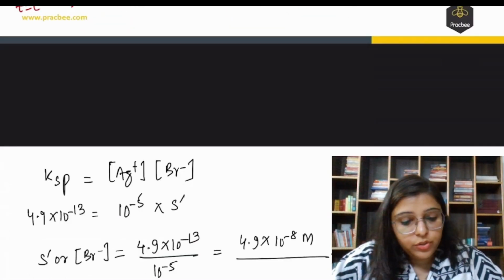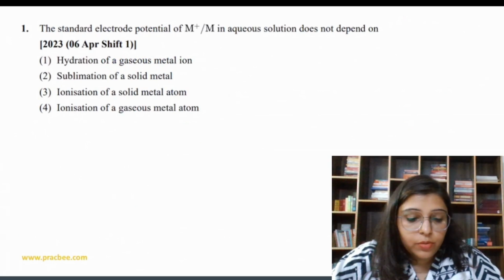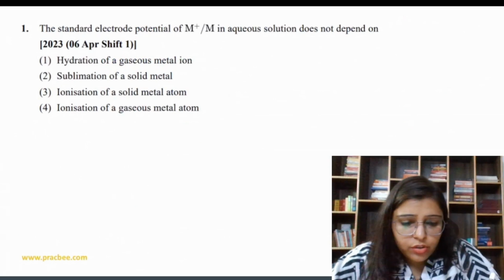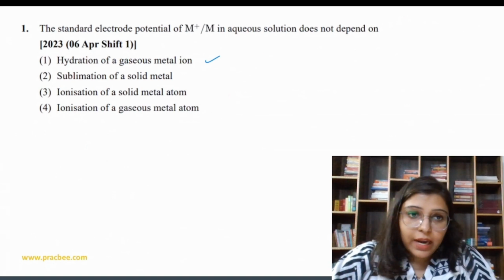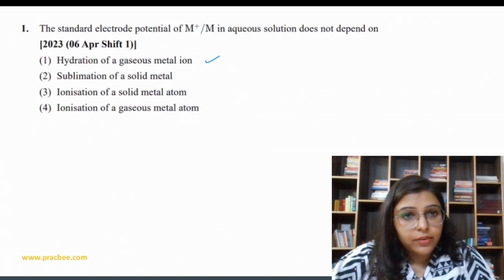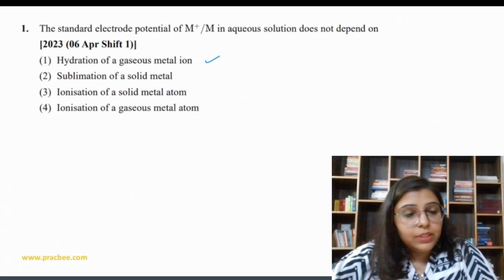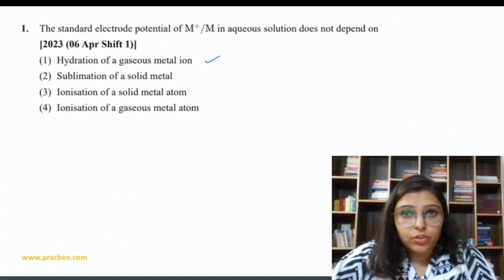Now let's do the next question. The standard electrode potential of M plus and M in aqueous solution depends on hydration of the gaseous metal ion. Why? Because on hydration, energy is released. That is called the hydration enthalpy, and if energy is released, then it can change the potential. Okay.